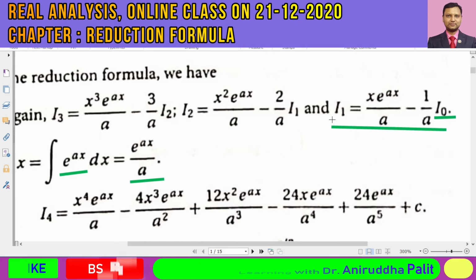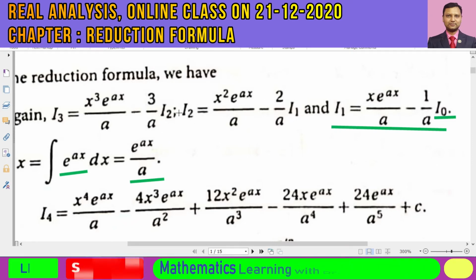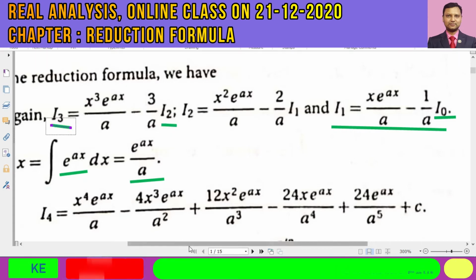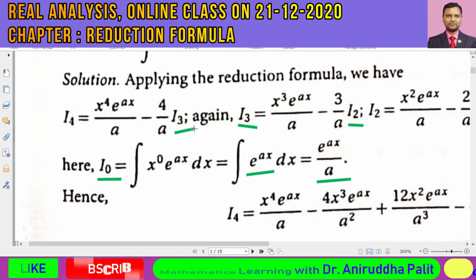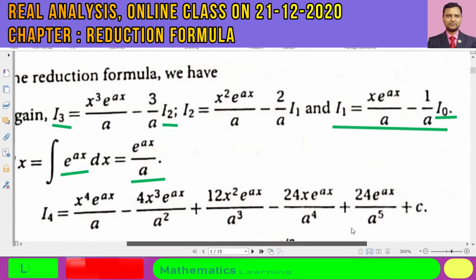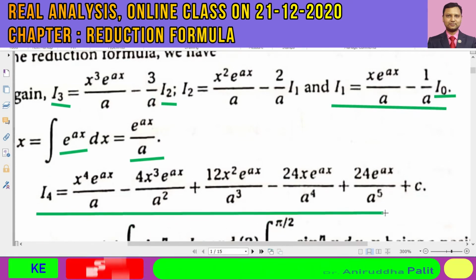So now we know the expression of I_0, and if we put the expression of I_0 in this right hand side, you will be able to find I_1. Then put the expression of I_1 over here, you will be able to find I_2. Then put the expression of I_2 over here, you will be able to find I_3. And finally put the expression of I_3 over here, you will be able to find I_4. So in this way, they have directly written the final result, but you will have to show the entire computation.